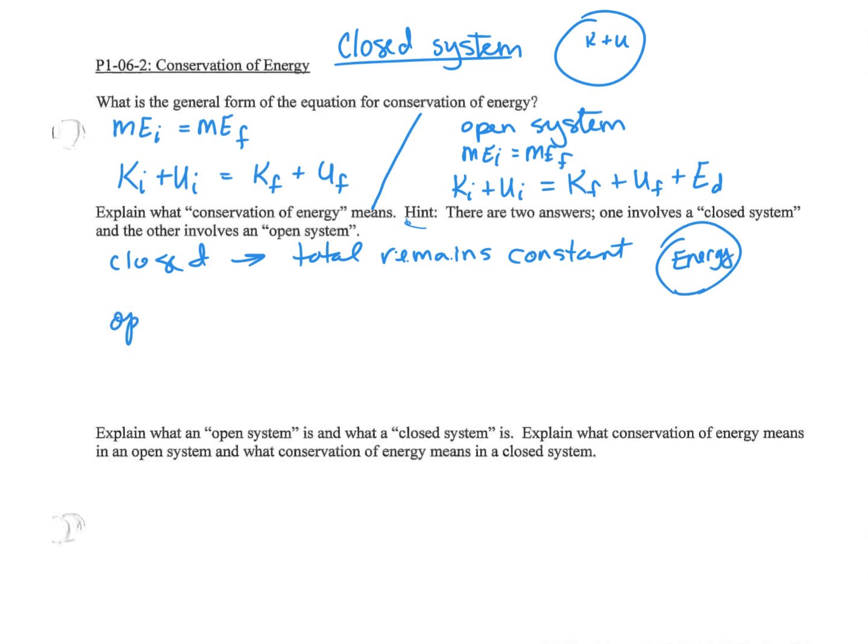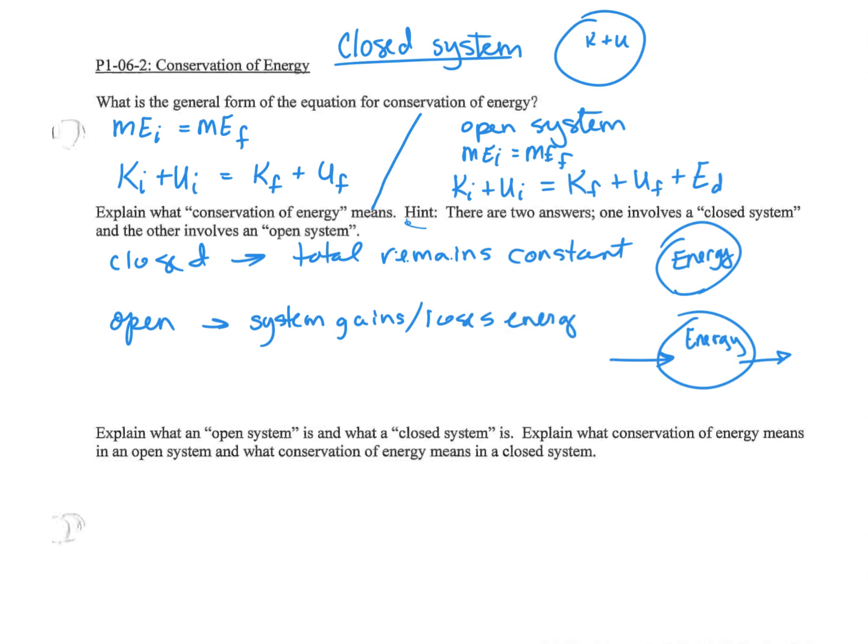Now, for an open system, what you have to consider is that that circle now has energy, but it also either has stuff coming in or energy going out, okay? So we have energy in and energy out. So the system gains or loses energy from its surroundings.